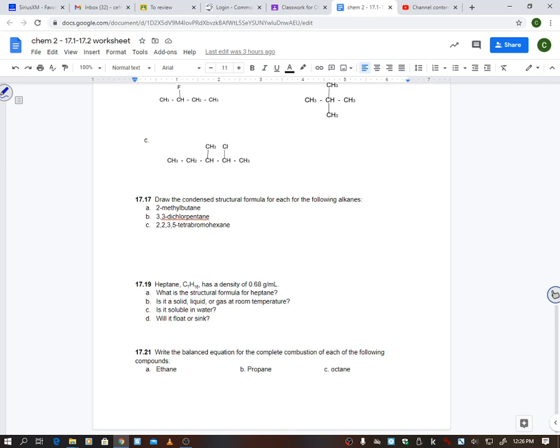17.17, draw the condensed structural formula for each of the following alkanes. So I have 2-methylbutane. I'm going to look at that butane, and I'm going to draw that out first. 1, 2, 3, 4. And then I've got 2-methyl. So on carbon 2, I'm going to put a methyl group. Now I'm going to go back and add my hydrogens. Like I said, we need 4 lines, so it's going to be CH3, CH3, CH, CH2, CH3.